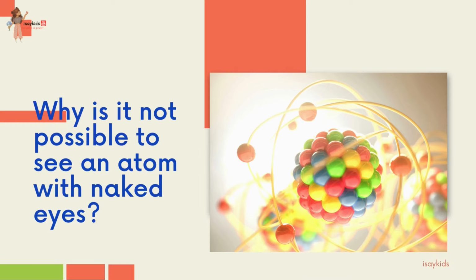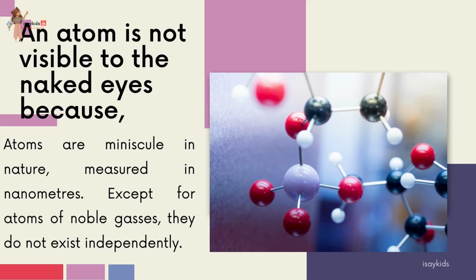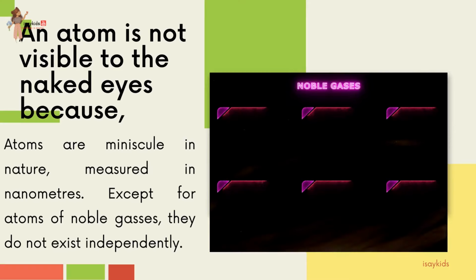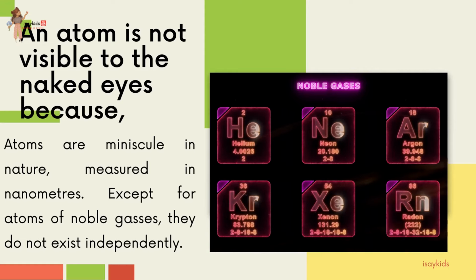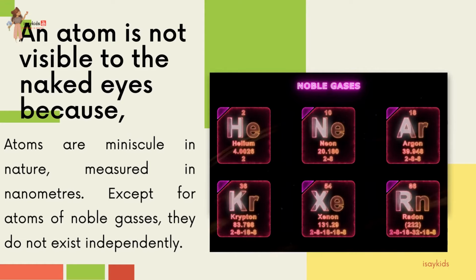Now, if I ask you why is it not possible to see an atom with naked eyes, what do you think is the answer? Well, an atom cannot be visible to the naked eyes because atoms are minuscule in nature, measured in nanometers. Except for atoms of noble gases, they do not exist independently.